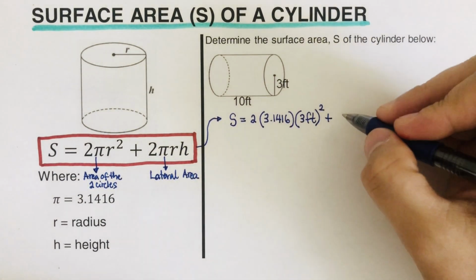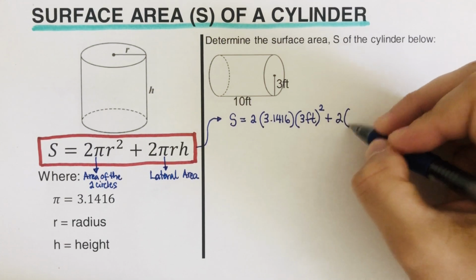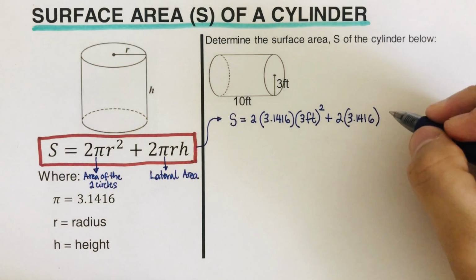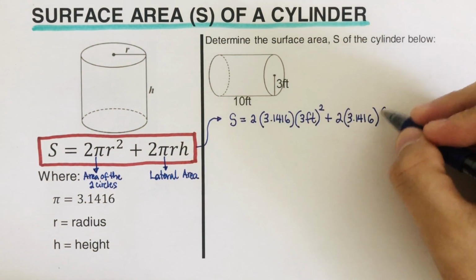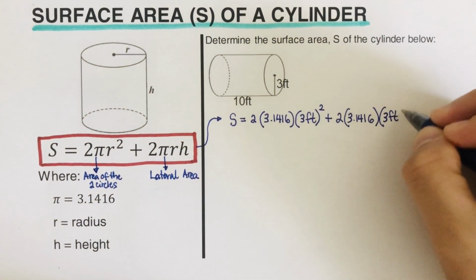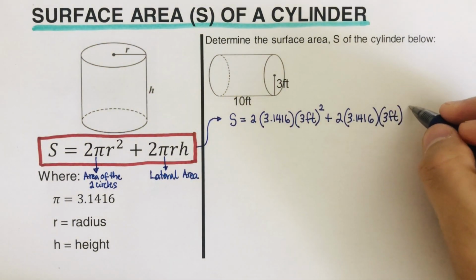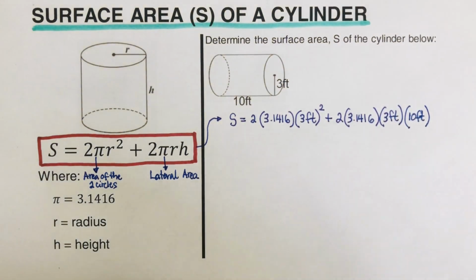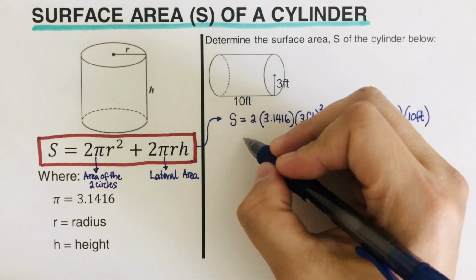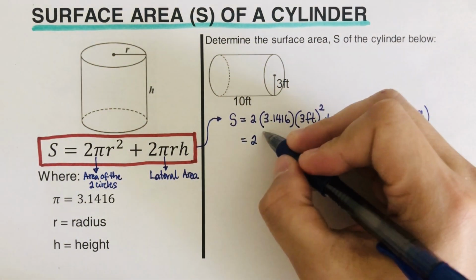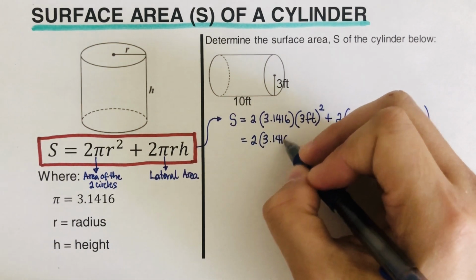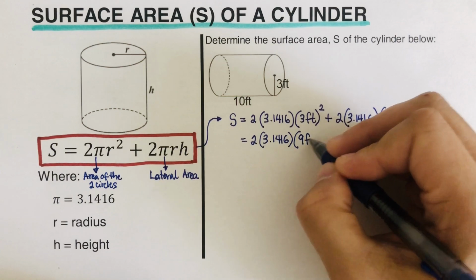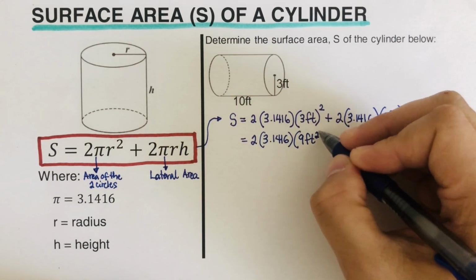Plus, we have here 2 times 3.1416, that's the pi. The r is 3 feet, so that's 3 feet. And then the height is 10 feet. So that's 10 feet. Then we are going to simplify this one first. So this would come out 2 times 3.1416 times 3 times 3 is 9. Feet times feet is feet squared.